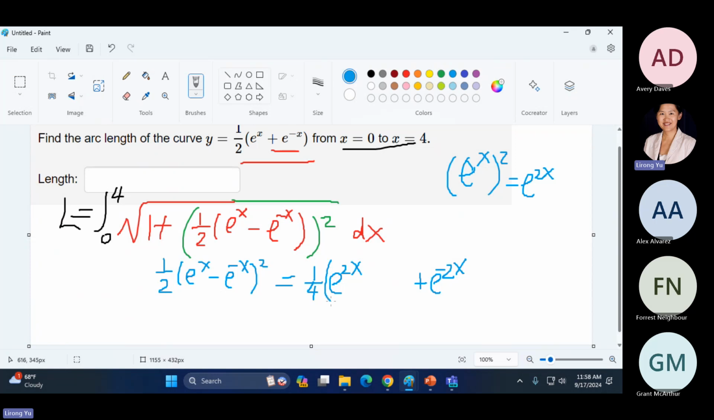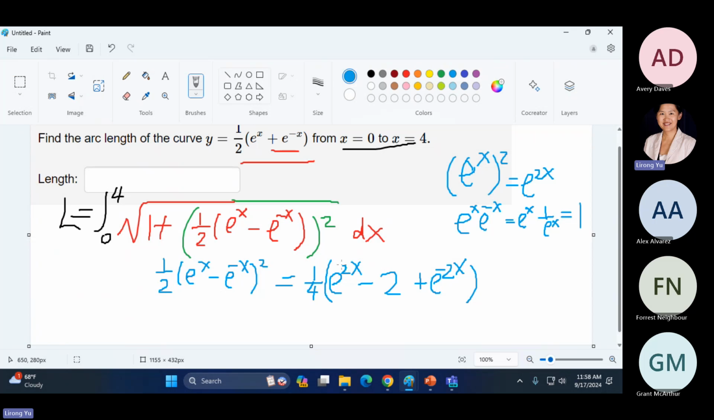And then there's a middle term. We multiply these two, e to the x times e to the negative x. e to the negative x means reciprocal, so it's really e to the x times 1/e to the x. The whole thing equals 1. So we're saying there's a reciprocal relation there. These two are reciprocals of each other, so when you multiply they equal 1. But then the middle term should have a 2, and there's also a negative. So this is actually negative 2. So that's what we have for this calculation.